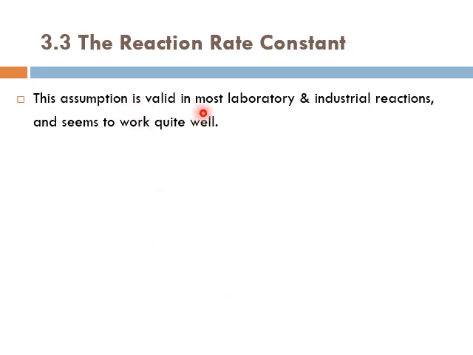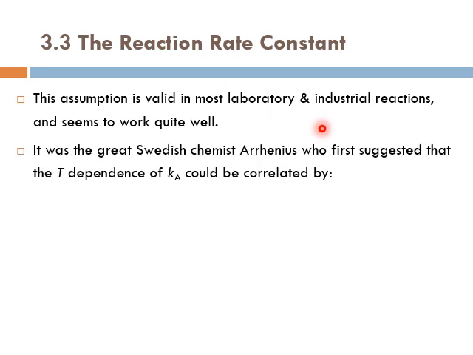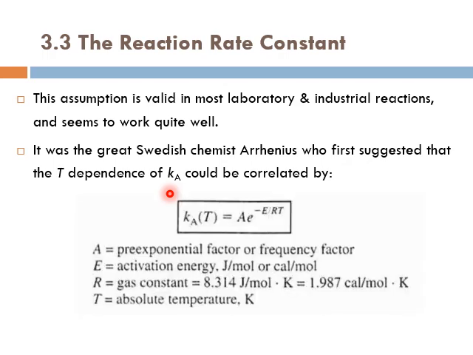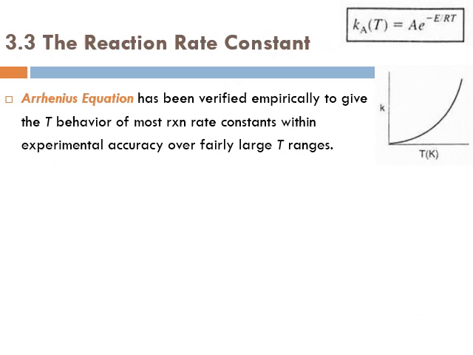This assumption is valid in most laboratory and industrial reactions and seems to work quite well, which is K being a very strong function of T. It was the great Swedish chemist Arrhenius who first suggested that the temperature dependence of the rate constant could be correlated by this relationship, which you are all familiar with, where A is the pre-exponential factor or the frequency factor, E is the activation energy, R is the gas constant, and T is the absolute temperature.